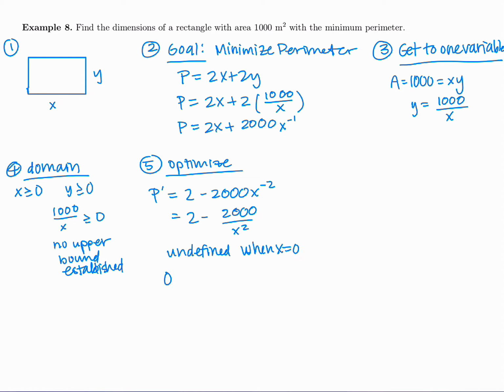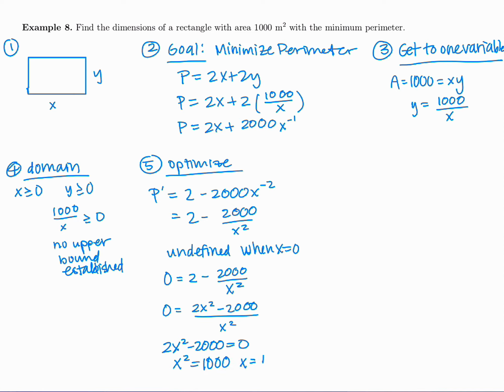And I'll get a common denominator real quick. So that says 2x squared minus 2,000 over x squared. Notice you could simplify that back to my original real quick. So I would set 2x squared minus 2,000 equal to 0. That tells me that x squared, move that 2,000 over, divide by 2, x squared is 1,000. So x is technically plus or minus the square root of 1,000, but I'm dealing with a physical representation. I'm only going to deal with the positive square root of 1,000.